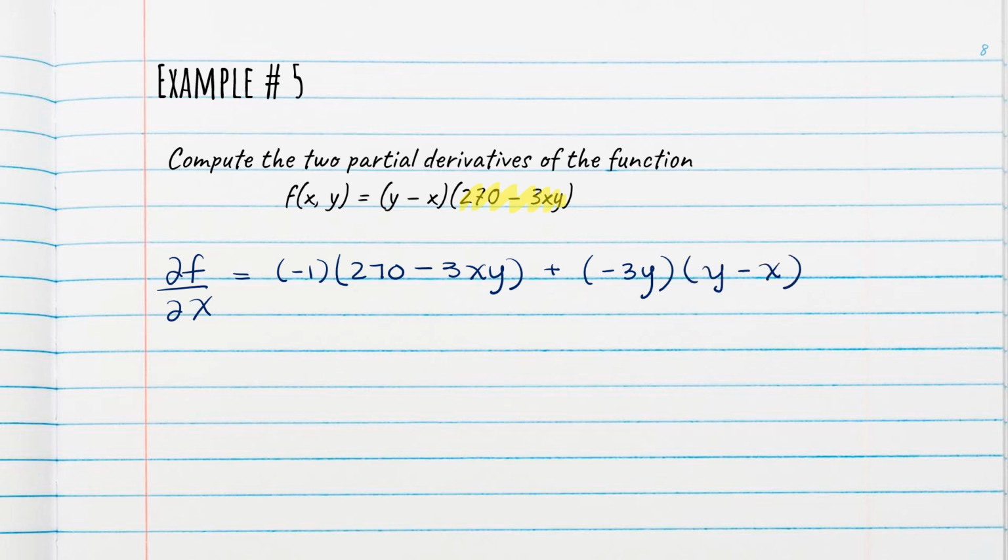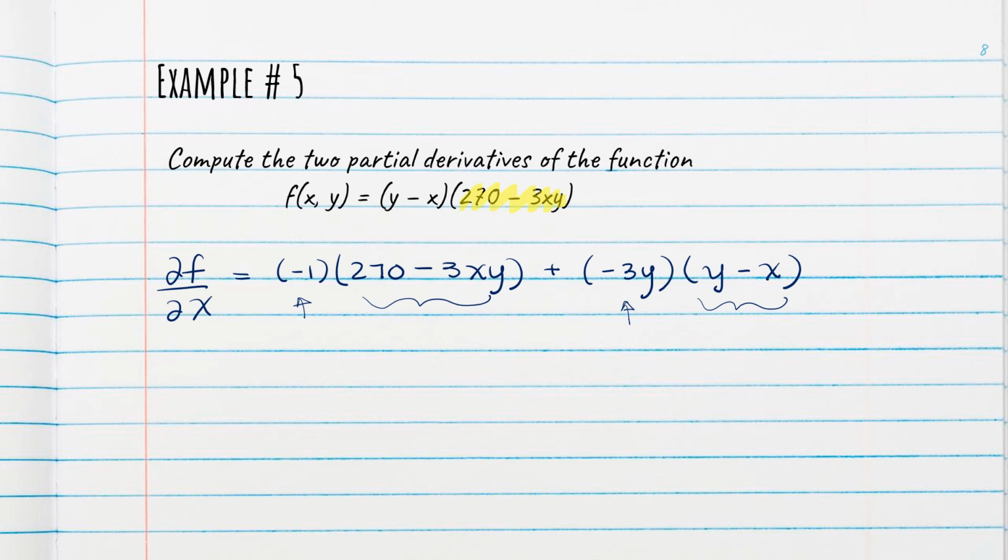So notice that there are two terms to a derivative that comes from a function of two terms multiplied together. We have the derivative of the first term here times the second term left alone, plus the derivative of the second term here times the first term left alone.